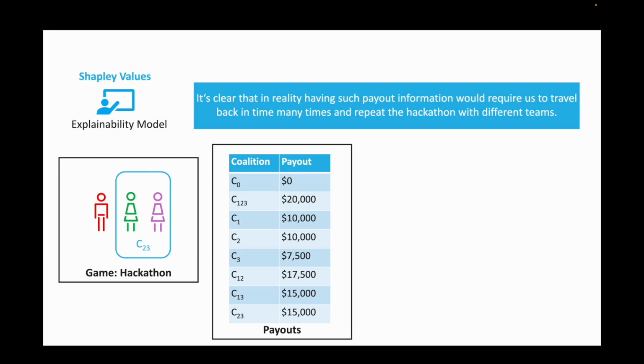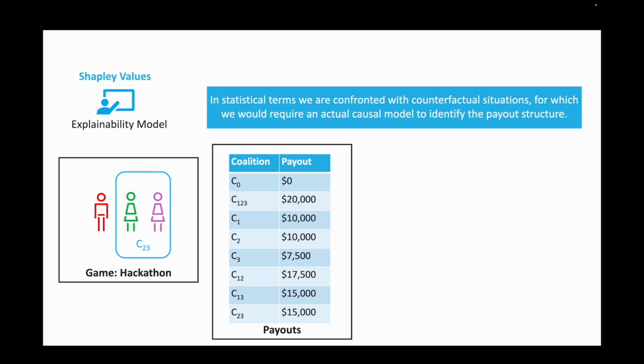It's clear that in reality, having such payout information would require us to travel back in time many times and repeat the hackathon with different teams. In statistical terms, we are confronted with counterfactual situations for which we would require an actual causal model to identify the payout structure. Let's ignore this for now and pretend we knew about the actual payout structure for different coalitions.